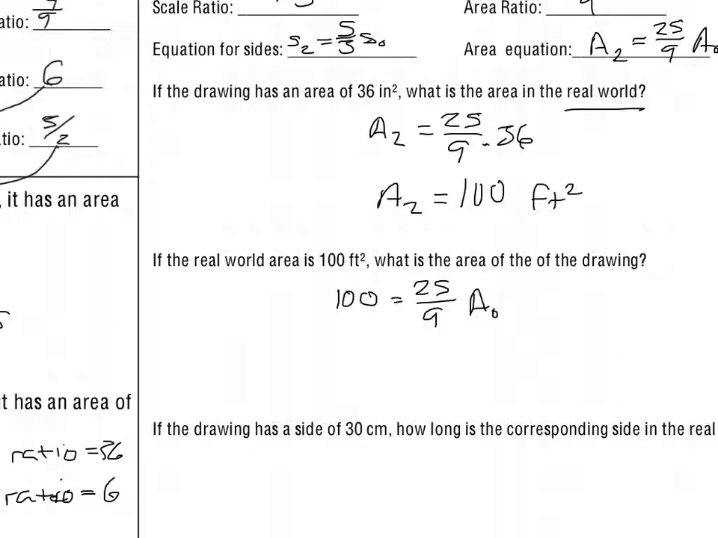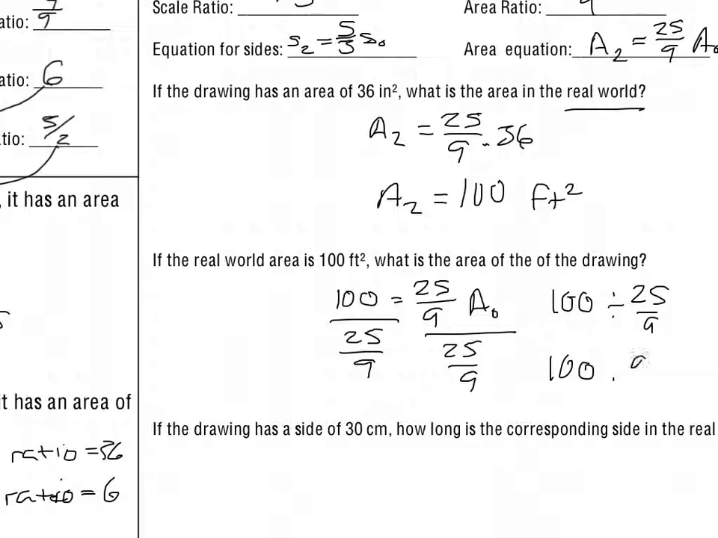So this one requires a little bit of solving here. We need to divide both sides by 25 over 9. So we have 100 divided by 25 over 9, which is actually the same thing as 100 times 9 over 25. Doing a little cross canceling there, we're going to get that A0 is equal to 36. And our units, this is inches squared.